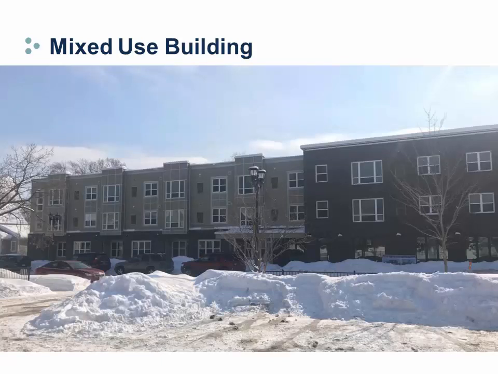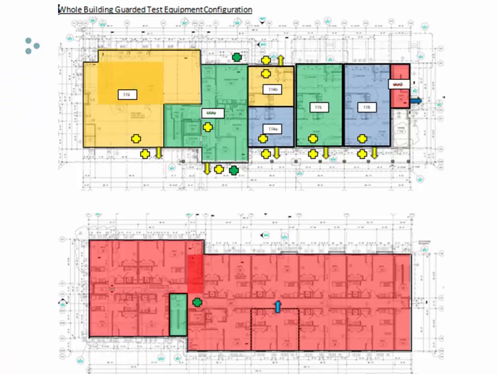The next building type is called a mixed-use building. This is a variation of the common entry building. This particular building had all first floor commercial retail space and 2 floors of residential above. It still has common space and common access to all the units, but it does have mixed usage on the first floor. This is the floor plan from the building in the previous slide.